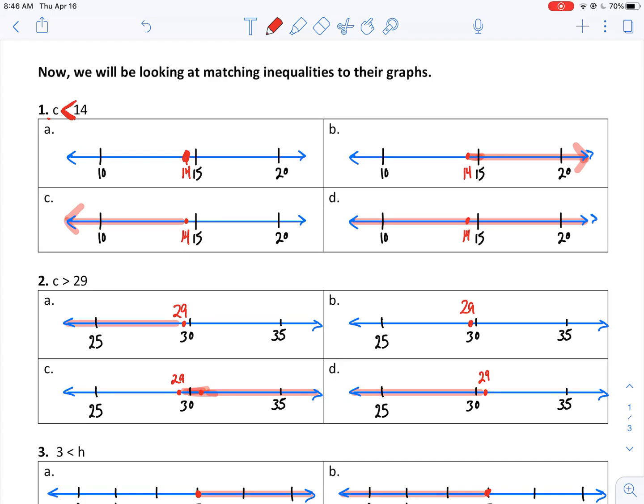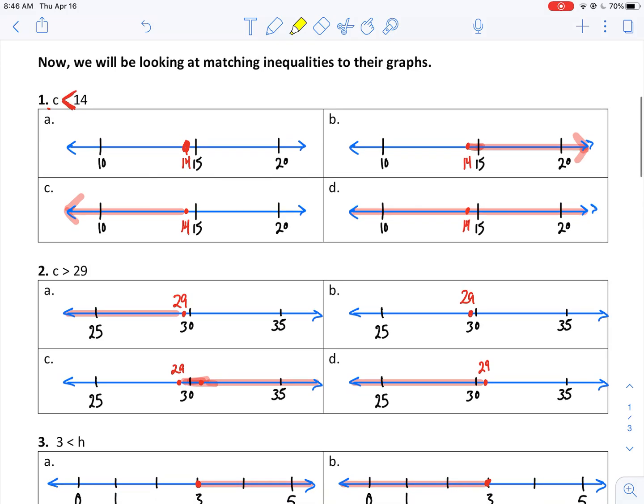Okay, so let's get into some matching now. Our first thing we should look for is our variable on the left. And here we're lucky, it is on the left. So I'm going to take a look at my inequality symbol. It's pointing to the left. It's saying that C is smaller than 14. So I want to find a graph that starts at 14 and shades to the left.